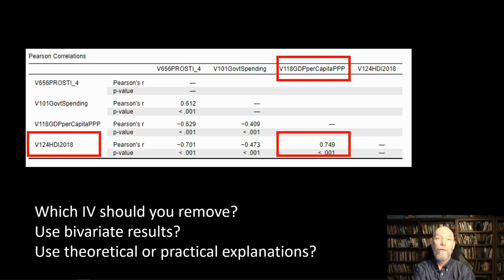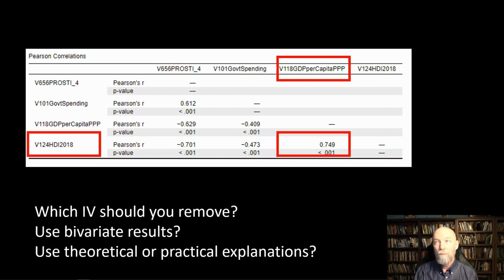Which one should we remove? You could, if you wish, look at the bivariate results and say, well, I want to keep in the stronger of the two. So when I tried to find out how they were related to the view of prostitution, I saw that GDP per capita had a 0.62 strength and HDI had a 0.701. And I might say, well, I'm going to keep 0.701 because I want to keep my best predictors in this model. That's legitimate. You could do that.